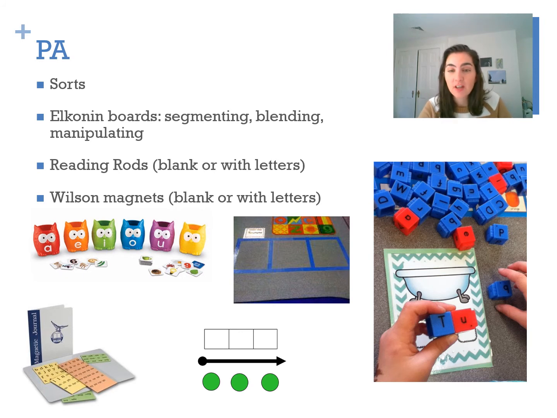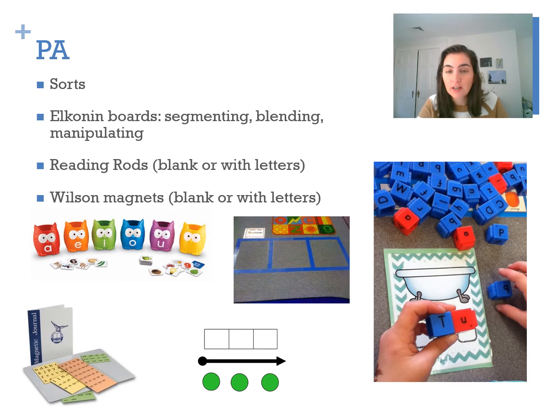Most of this stuff is not expensive. If you buy your Wilson magnets once, you've got that whole kit for whatever it is, $30, and that's that. Reading rods are probably about the same price. Elkonin boards and chips are completely free. Sorts are completely free. So you can see that little cute owl one right there. I happen to own that one.